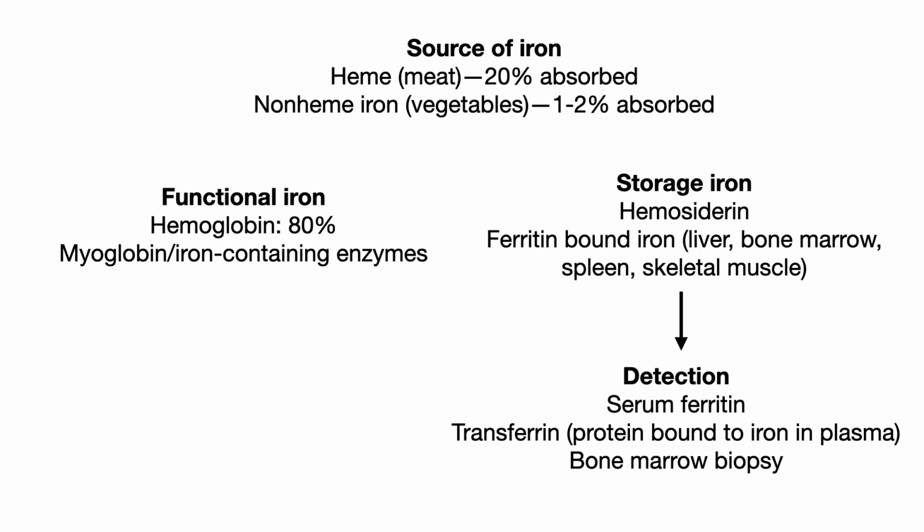And then storage iron can be found in hemosiderin, which to me would seem to be inefficient storage because that occurs, for example, in areas of bruising in the skin, and then the iron accumulates there. Ferritin is bound iron that the body is used to working with. And that can be found in a variety of locations. And then for detecting the iron levels, serum ferritin is an excellent one. Transferrin can also be used. And then, if necessary, a bone marrow biopsy. But I think bone marrow biopsy, because of the invasiveness of it, is usually a last resort as opposed to some of the lab testing.